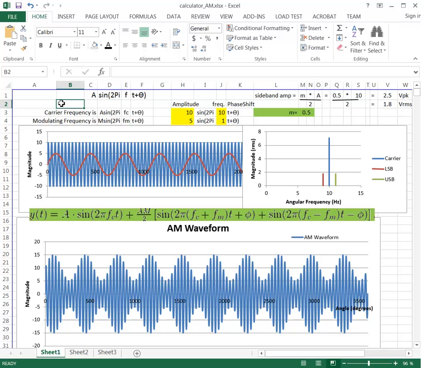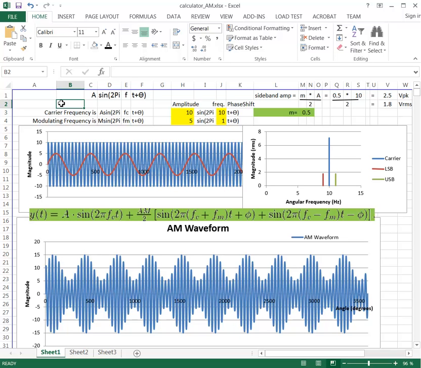Now, over here in my spreadsheet, we can put some numbers into this. At the moment, our carrier wave has a magnitude of 10 volts. It's a sine wave at 10 hertz. Our modulating waveform has a magnitude of 5. Again, it's a sine wave, and it's at 1 hertz.